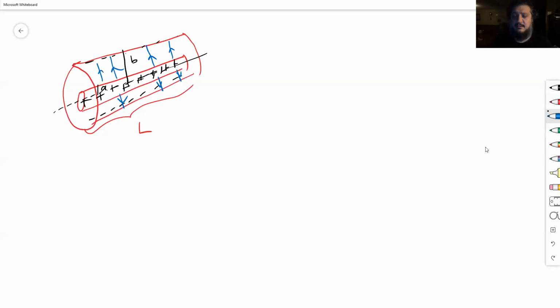And I have a cylindrical symmetry, meaning the value of electric field is independent of the angle. As long as you keep your distance the same from the center, the result will be the same. So let's find electric field again by considering a Gaussian surface, which is also a cylinder of radius r and length little l, let's say. So the Gaussian law is ∮E·dA equals Q enclosed divided by epsilon 0.